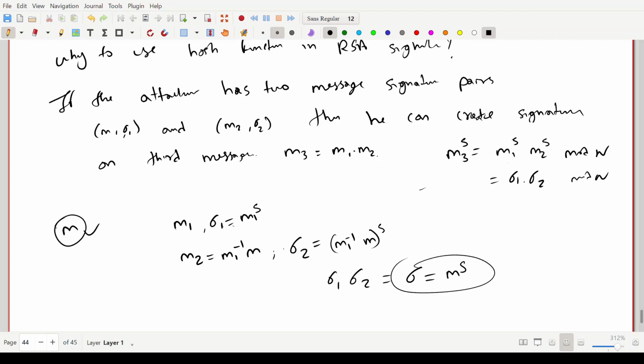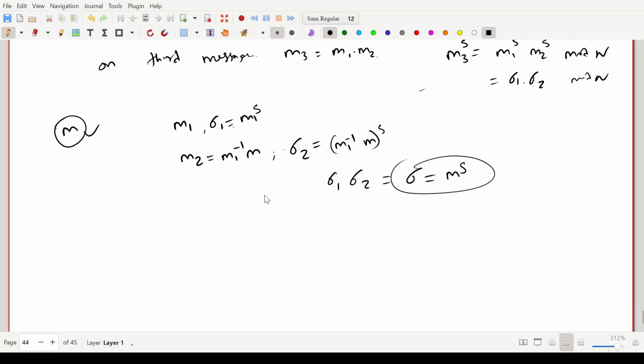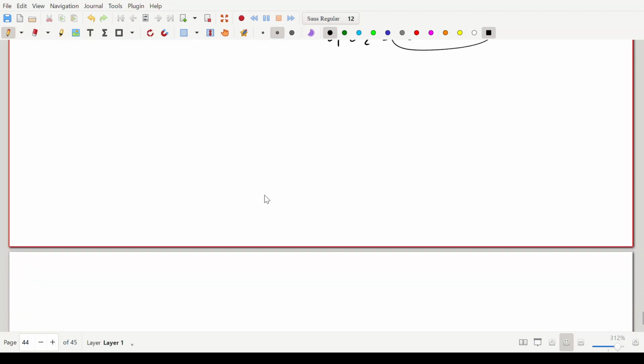Okay, so this was all about RSA signature. Now let us see the next one, that is ElGamal signature. The ElGamal signature scheme is based on the parameters of the ElGamal crypto system. The security of the ElGamal crypto system was based on the discrete logarithm problem, correct, over a finite field. So let us see the algorithm.